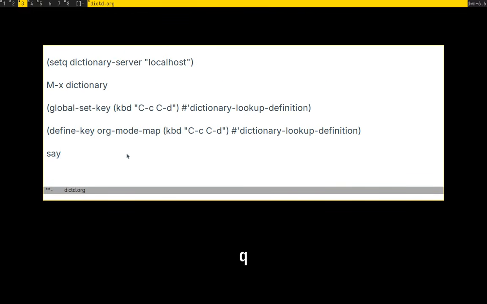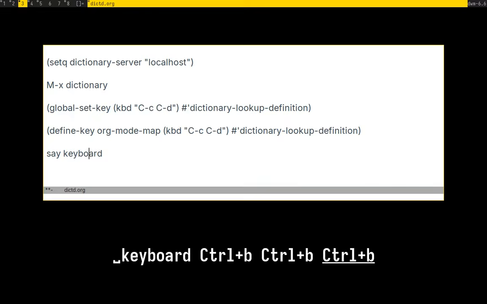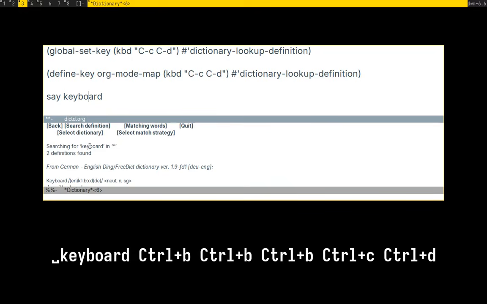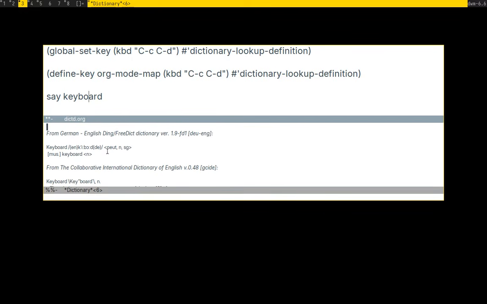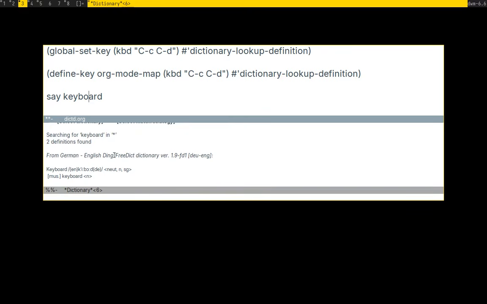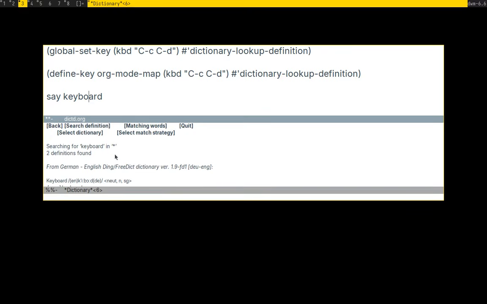And yeah, that's pretty much all I wanted to show, I think. For example, we could also do this, and then it will look at keyboard. So yeah, this is very handy, I think, especially if you're reading something in Emacs or writing something in Emacs and you're not quite sure, you can simply hit the keys and then it will open up the dictionary entry.